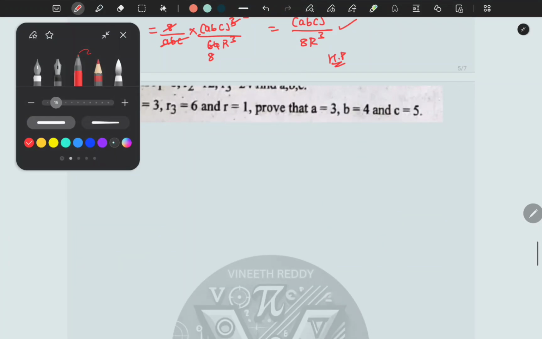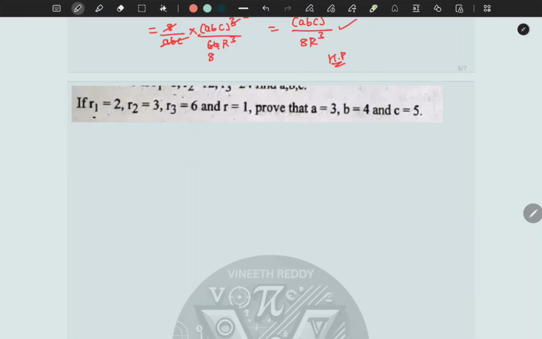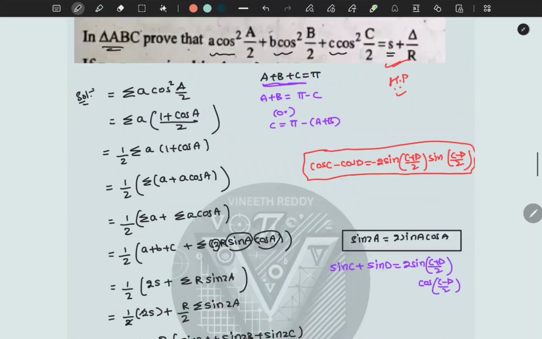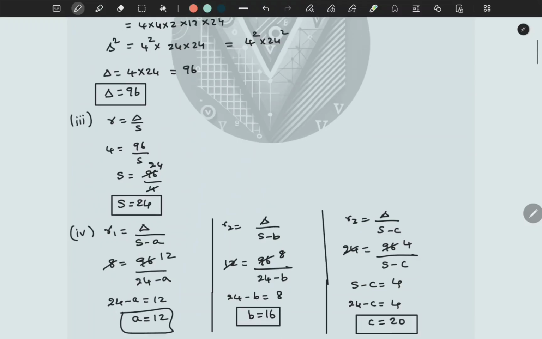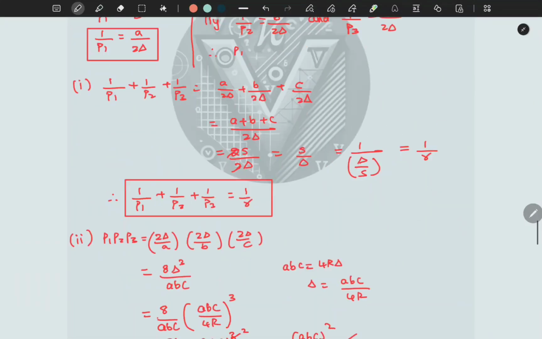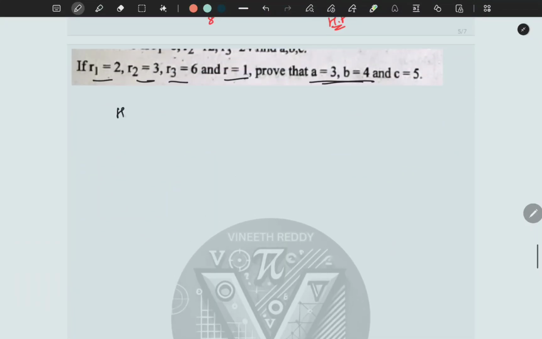Now the next question: R1 is given, R2 is given, R3 is given, R is given. We need to prove that a is equal to this, b equal to this, c equal to this. This is an exact replica of the first question. In fact, it is easier than the first question, because in the first question we had to find the value of r, but in this question r is directly given. So directly we will start with step 2 and proceed. I think this question you can take as homework.